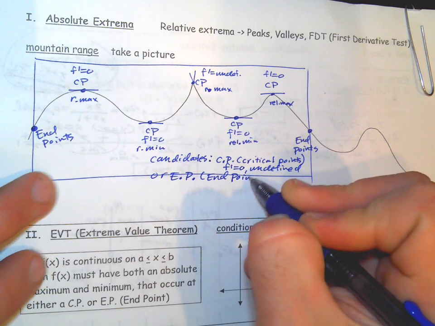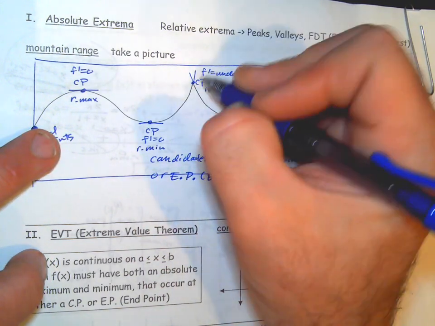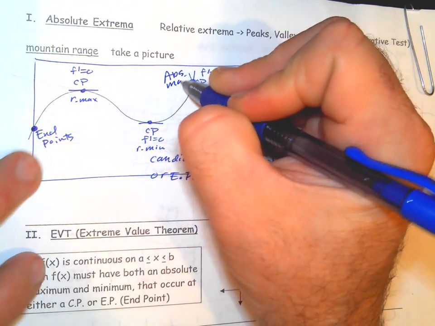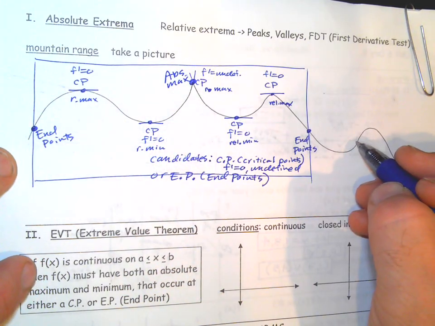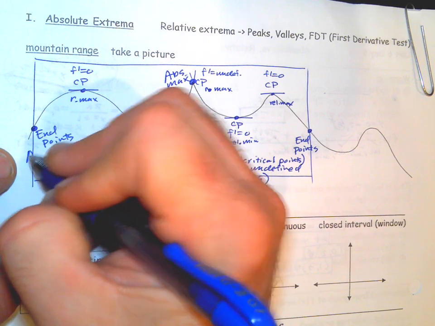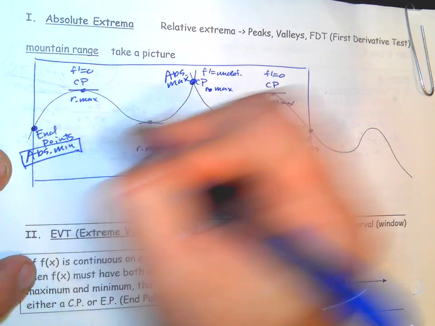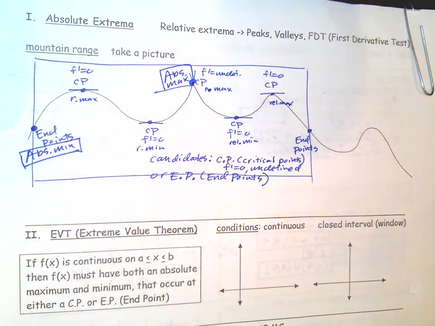And in this case, the absolute max is this. This is the absolute max right here. This is the highest point of the whole graph. But for the minimum, it looks like it might be this one. This might be the absolute minimum. Might be the edge over here. Right? So it might be a peak or valley, or it might be.